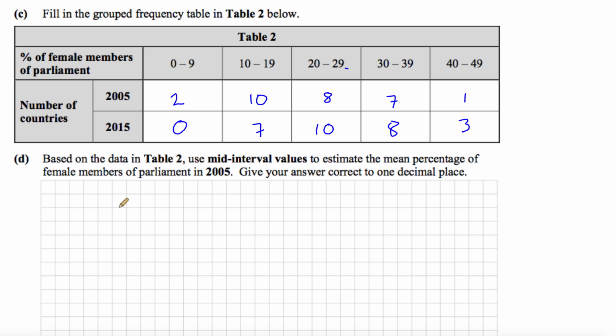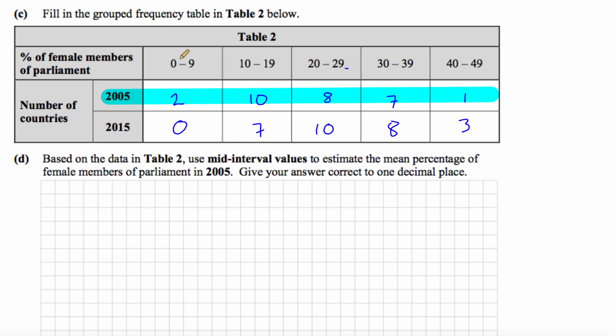So part D says, based on the data in table 2 up here, use mid-interval values to estimate the mean percentage of female members of parliament in 2005. Give your answer correct to 1 decimal place. Okay, so we're looking at 2005, which is this data here. And we're going to use mid-interval values.